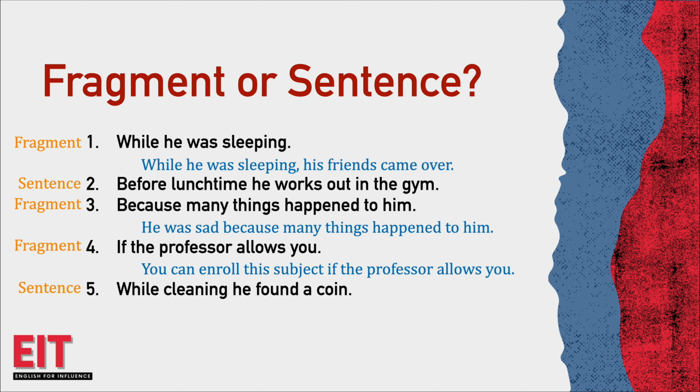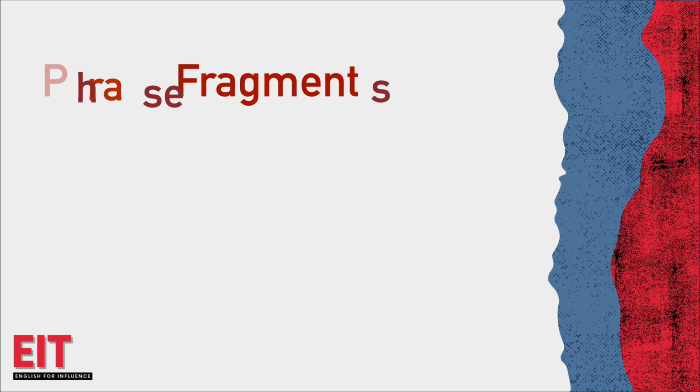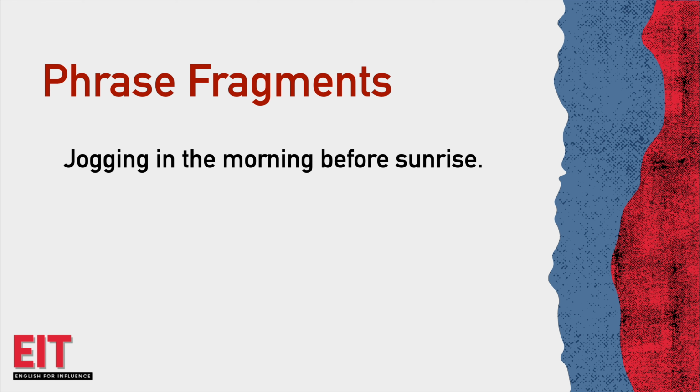There is another kind of sentence fragment that I want us to look at. Here's an example of it. Jogging in the morning before sunrise. This is what we call a phrase fragment. It doesn't have a subject, a verb, nor a complete thought. Therefore, this is a fragment. You might say, isn't jogging a verb?